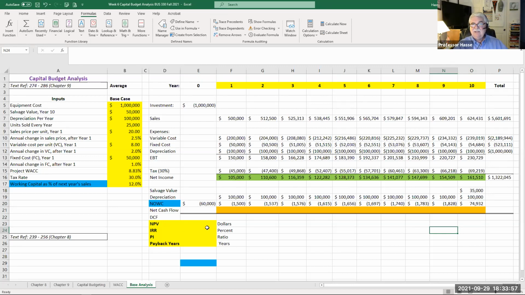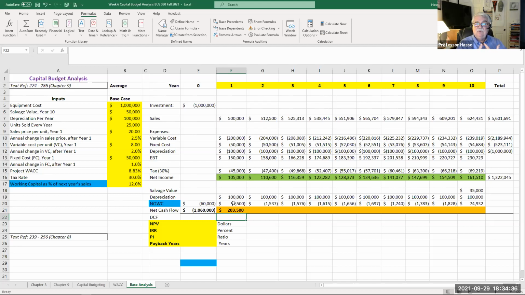Now we can calculate the net project cash flow. First of all, in year 0, it's pretty simple. It's the investment plus the working capital. So we're spending $1,060,000 today, in year 0. Our net cash flow in year 1 is net income plus salvage, which there's nothing there now, plus depreciation, plus the negative working capital. And there's our project cash flow for year 1.